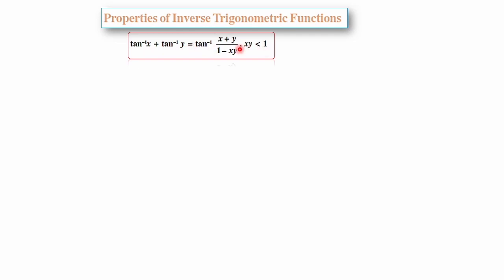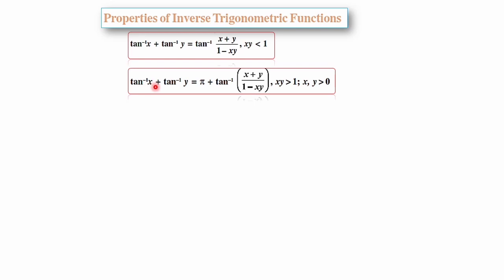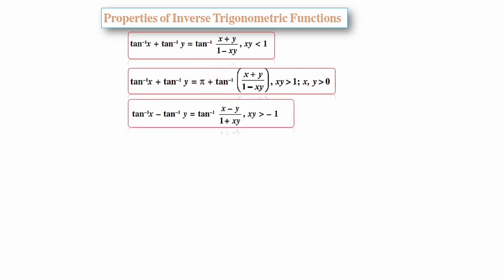Next, again tan inverse x plus tan inverse y is equal to pi plus tan inverse of x plus y by 1 minus xy, provided xy is greater than 1. In the previous case xy is less than 1, and if xy is greater than 1, it is just the same formula, only add a pi there. Next is tan inverse x minus tan inverse y, which is equal to tan inverse of x minus y by 1 plus xy, provided x, y are greater than minus 1.